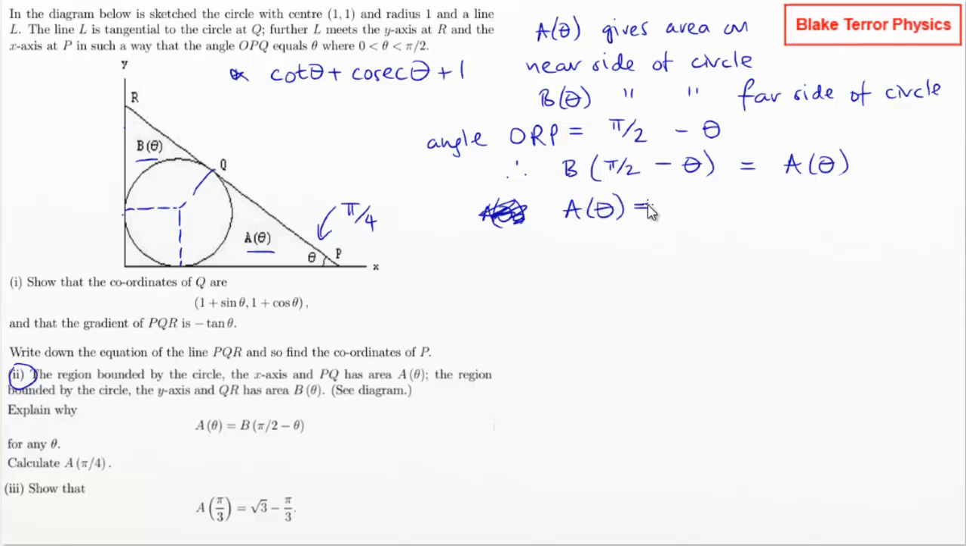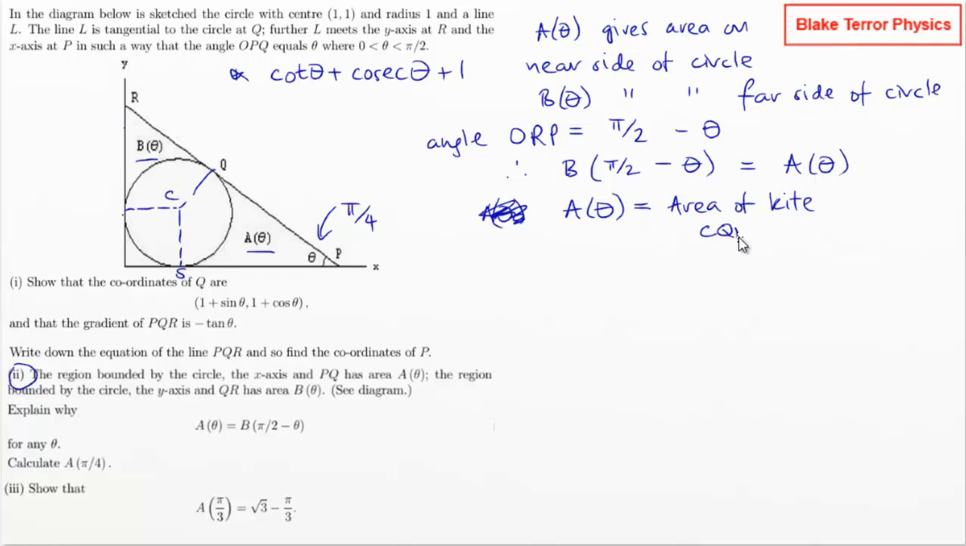So A of theta is going to be equal to the area of the kite. What are the points? We haven't got a letter for this one down here, QR. We haven't got an S, have we? So I'll call that S. Area of kite.